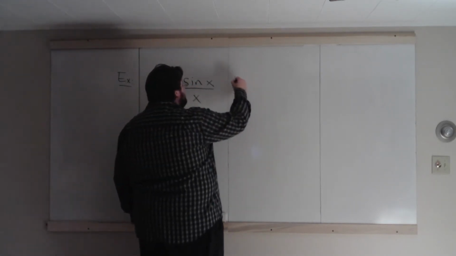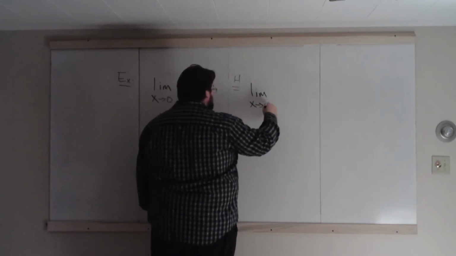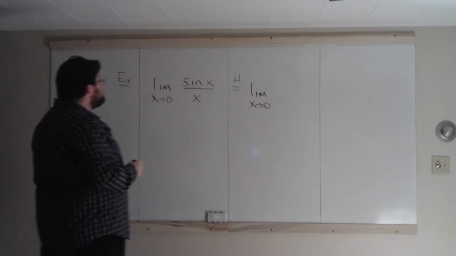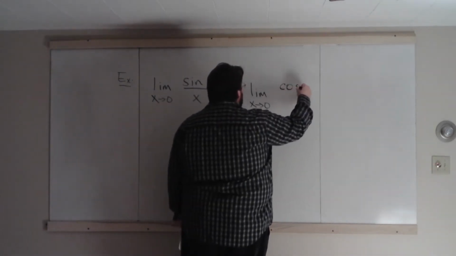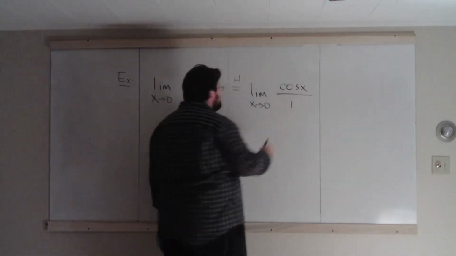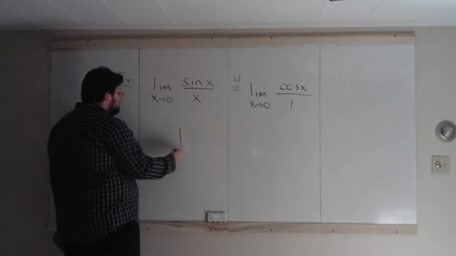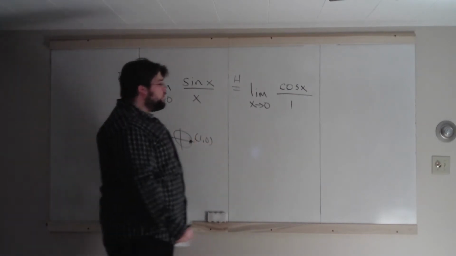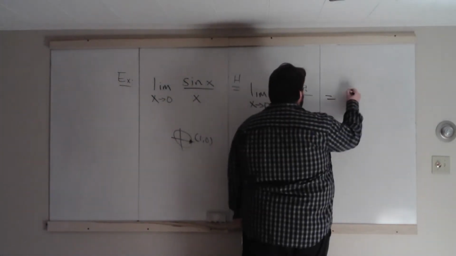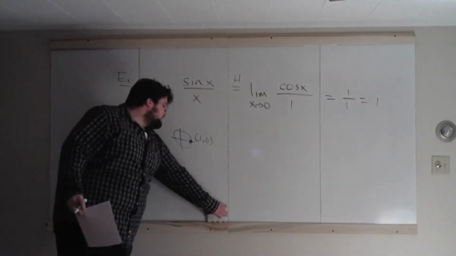So, by L'Hopital's rule, the limit as x goes to 0, the derivative of sine is cosine. The derivative of x is 1, so we have cosine x over 1. That's, of course, just cosine x. Cosine of 0 is 1, so we can do a direct substitution. We get 1 over 1, which is 1. So this limit is 1.